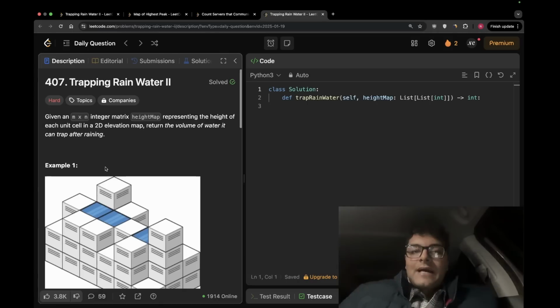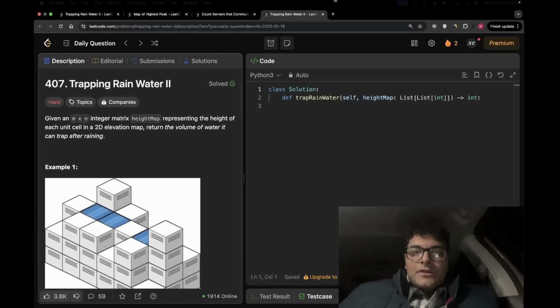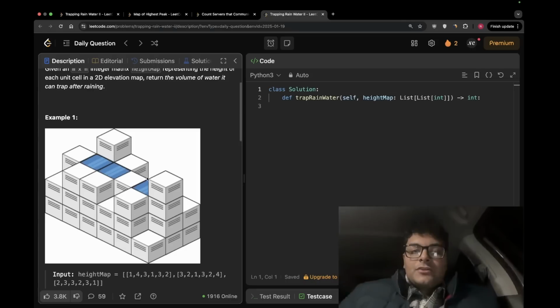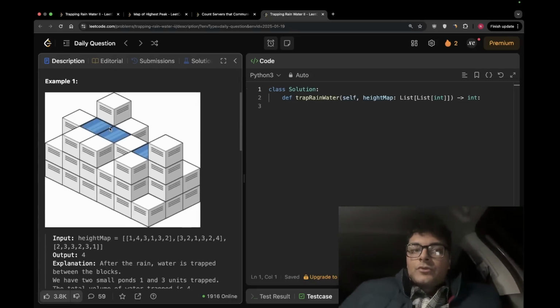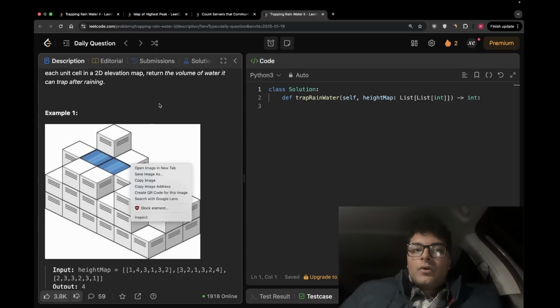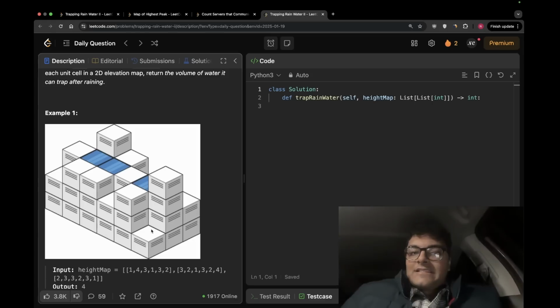This kind of reminds me of a similar Leetcode problem that's a two-dimensional one. In this problem, though, we are trying to figure out how much water this entire structure could hold, aka what's the volume of water it could hold. Obviously the corners or any of the edges, the borders, will not be able to hold any water. Any water that lands on top of them will kind of slide and fall right off.